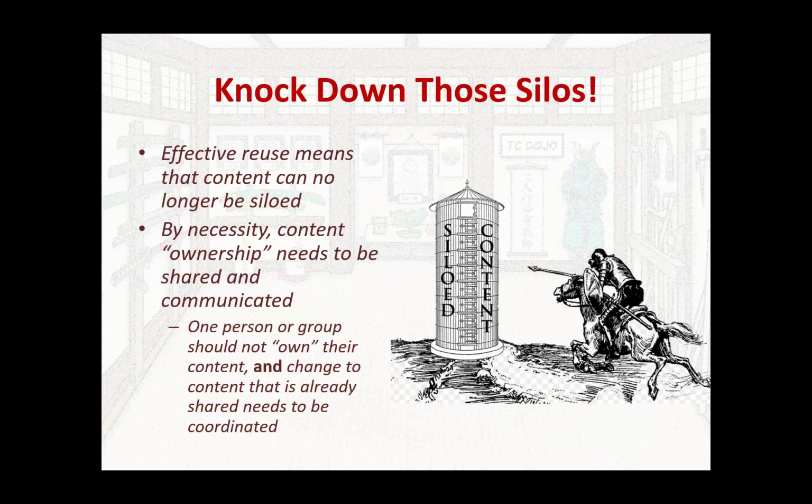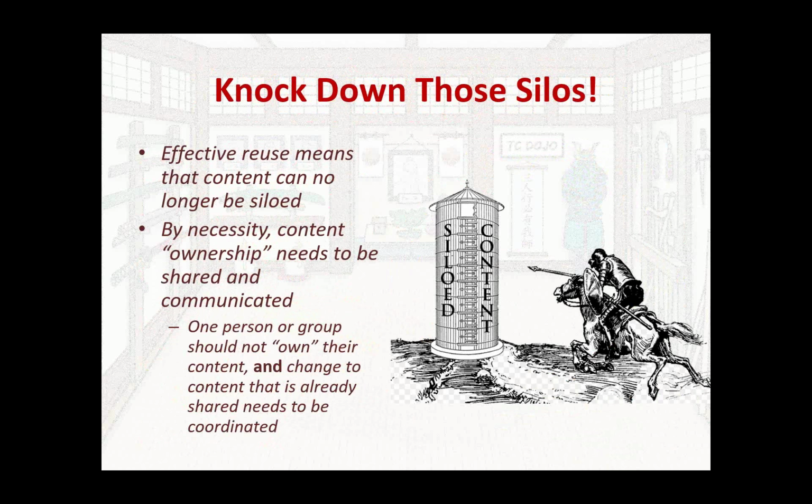Effective reuse means that content can really no longer be siloed. And by necessity, content ownership needs to be shared and communicated. So, while one person or group should not own their content, keep in mind that you also have to manage change to content that is already shared. So you do need to coordinate that. But people should no longer have the luxury of saying, well, this is my stuff and you can't touch it.